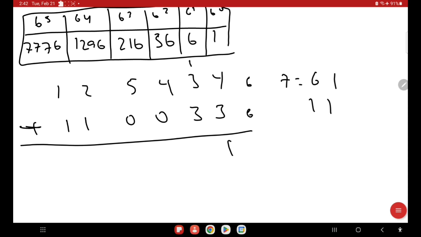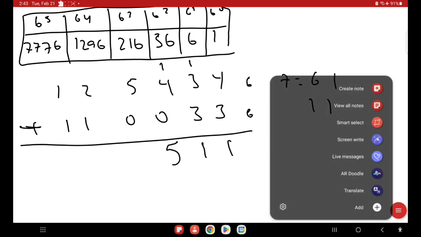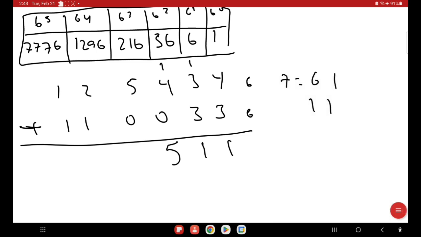I'm carrying that 1 up there. Here I've got 3, 3, and 1. Another 7, 1. Carry the 1. This is 5. That is 5. That is 5. That is 3. And that is 2. So my answer here is 235,511 in a base 6 format.